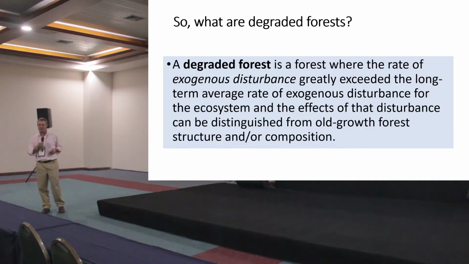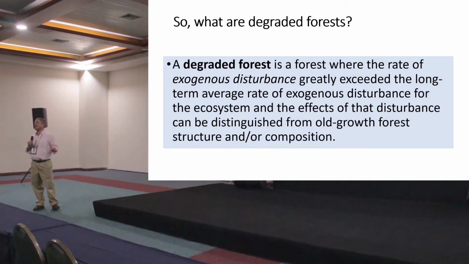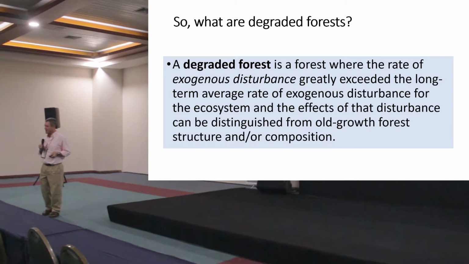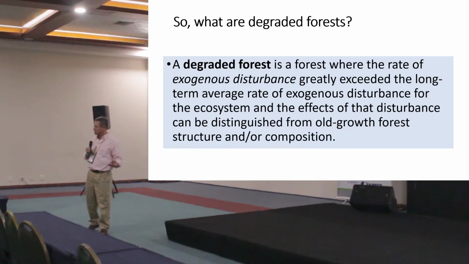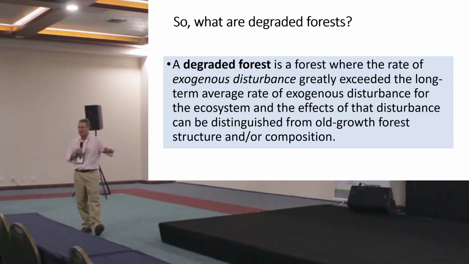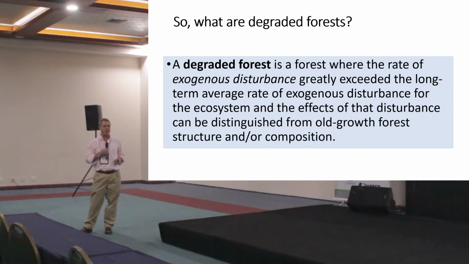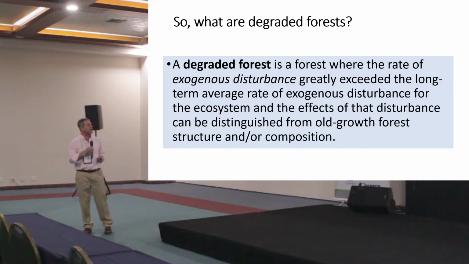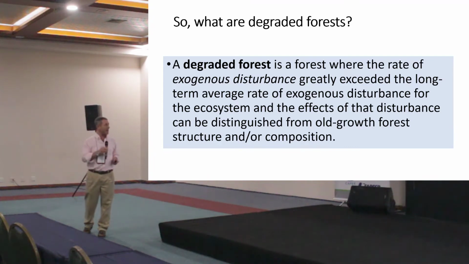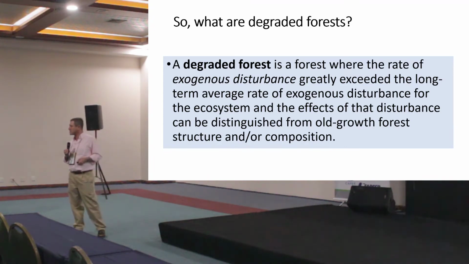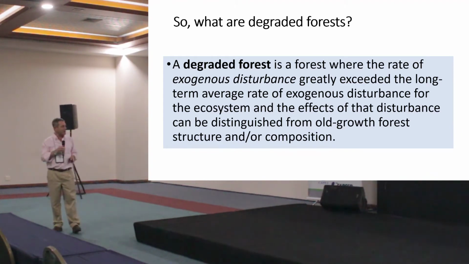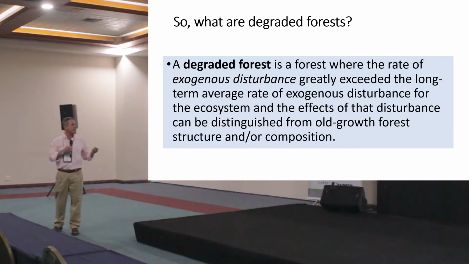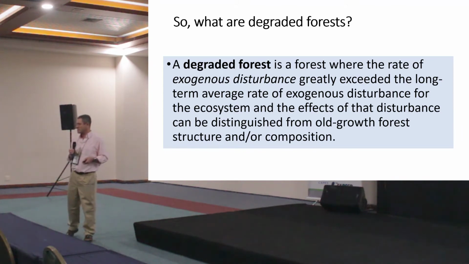Okay, so what's a degraded forest? This is a mouthful. There are lots and lots of definitions of degraded forest. This is mine. A degraded forest is a forest where the rate of exogenous disturbance, that means disturbance coming from the outside, not the natural cycle of forest recruiting and dying, has greatly exceeded the long-term average rate of exogenous disturbance. So there is natural exogenous disturbance like wind, but this is something that comes from outside, from people generally, and leads to effects that can be distinguished from old-growth forest structure and composition. So it's a change in the rate of disturbance.